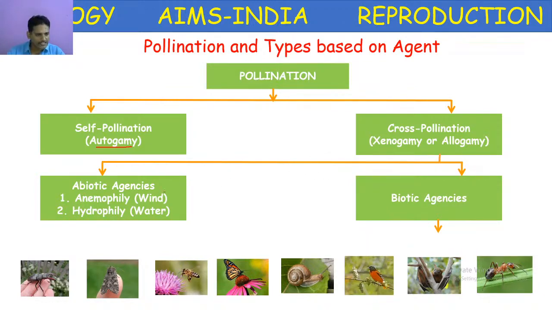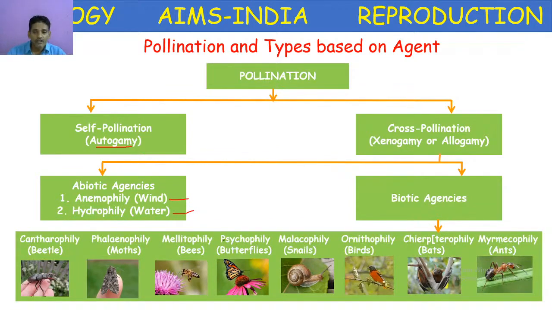So, abiotic agencies: anemophily. Pollination by wind is called anemophily. Hydrophily: the pollination which takes place in flowers by means of water is called hydrophily. As these are non-living, we call them abiotic agents. And then biotic agencies, there are several. This is very, very important.